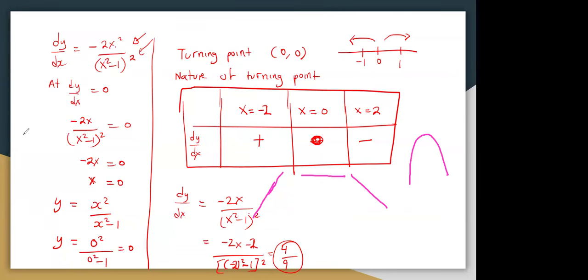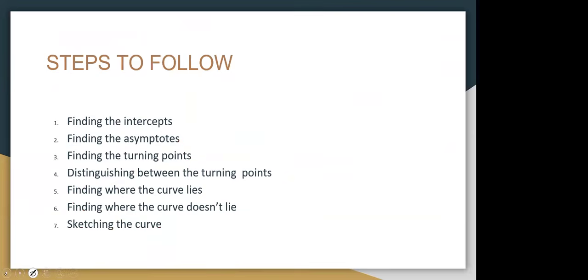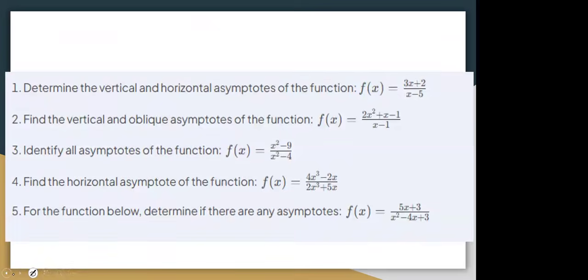Why don't you allow me to just give you this? This is just your exercise as well. For each of these questions, you're going to find the turning point and also go on to find the nature of those turning points. That one will be enough.